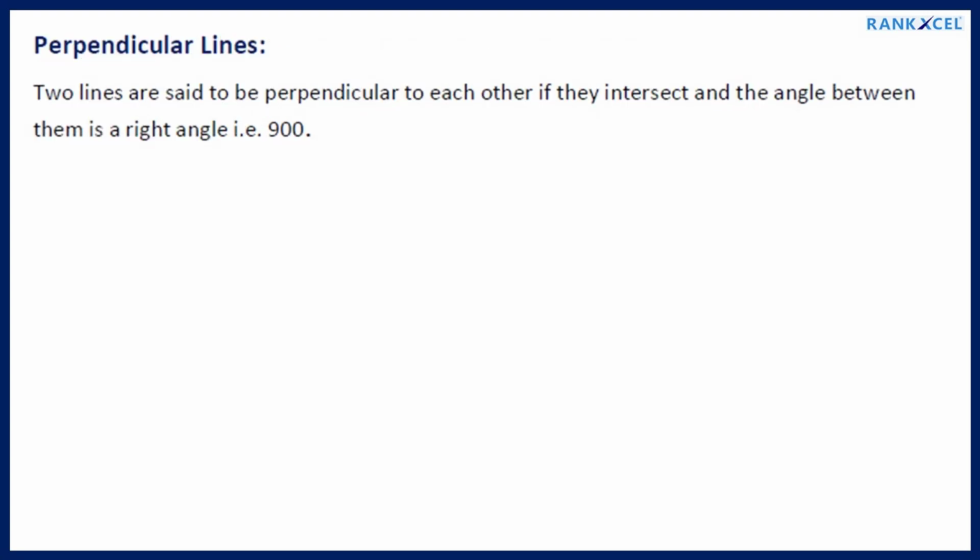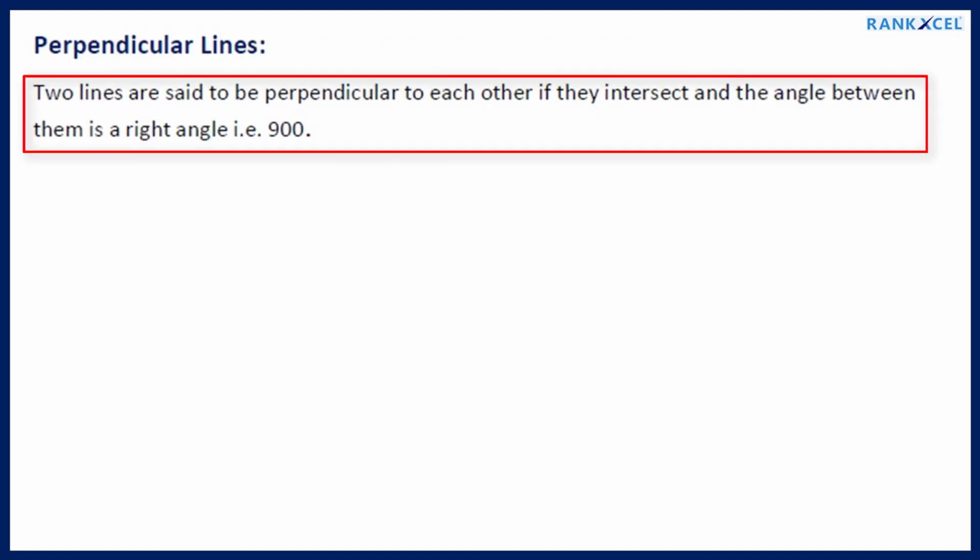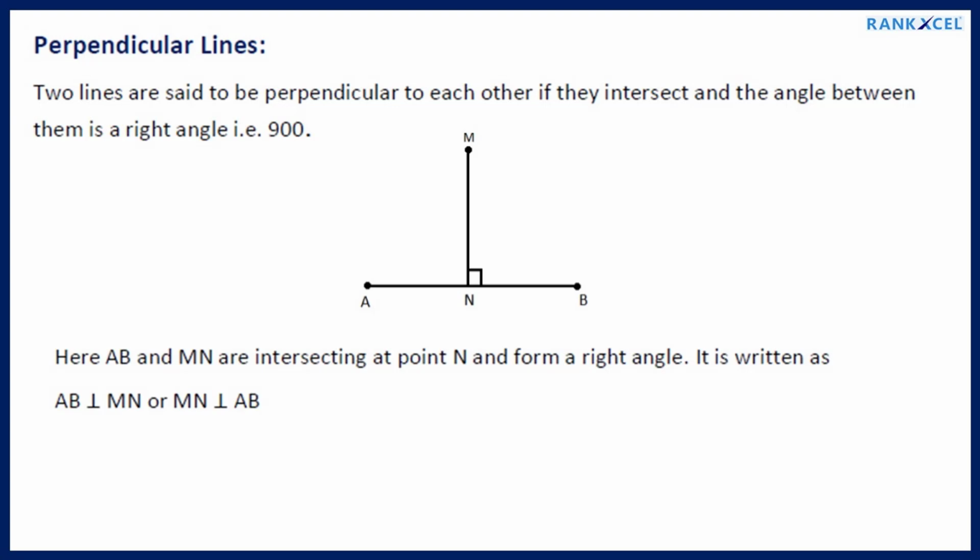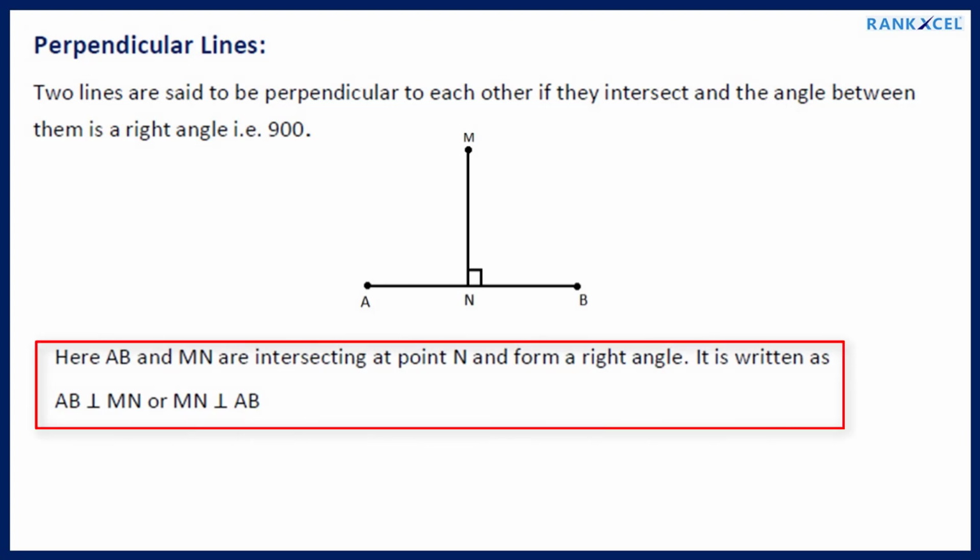Perpendicular lines. 2 lines are said to be perpendicular to each other if they intersect and the angle between them is a right angle. Here AB and MN are intersecting at point N and form a right angle. It is written as AB perpendicular MN or MN perpendicular AB.